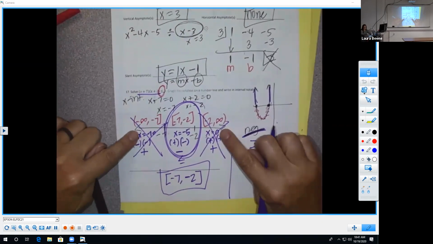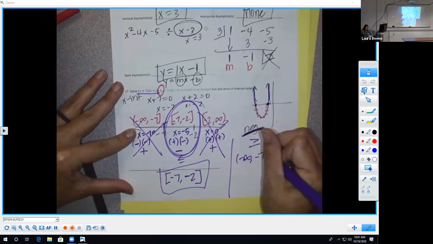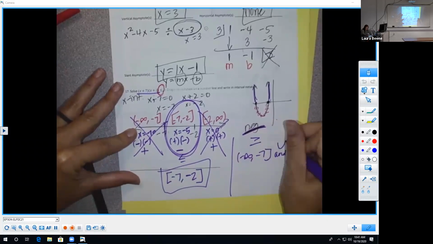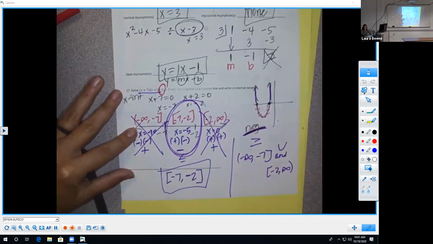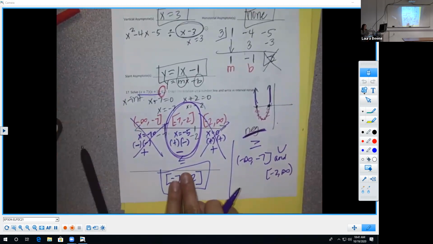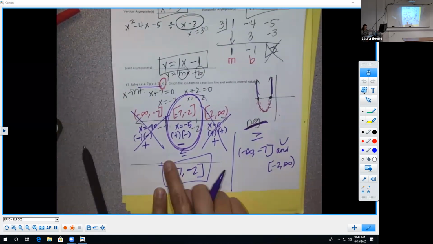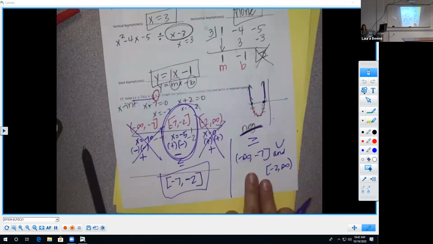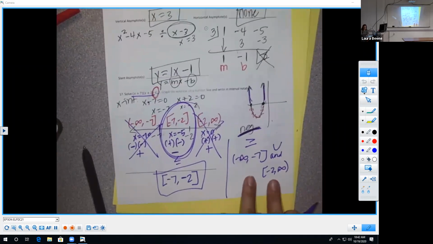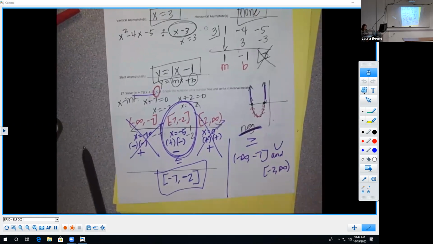The first and last. I have two pieces that are above the x-axis. It'd be -infinity to -7 union -2 to infinity. If it was just less than, not equal to, how would this answer change? It'd just be a parenthesis instead of a bracket. If it was just greater than, not equal to, what would my answer be? Just parentheses, not a bracket. Does that make sense? Okay, you good with those now?